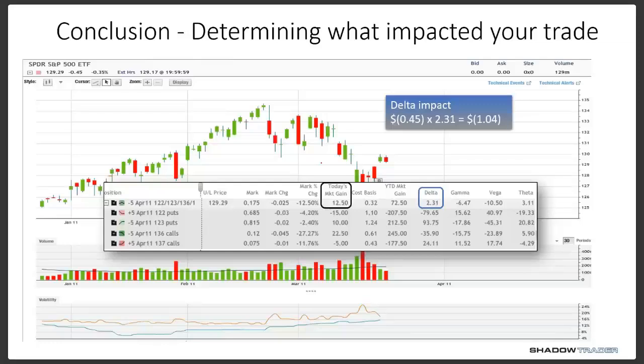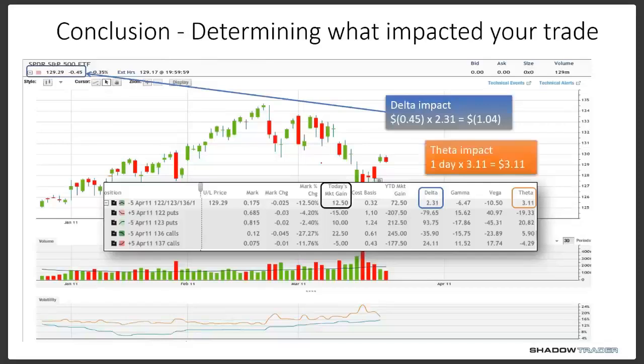All right, wait a minute. I've got $12.50 of profit. So something else comes into effect here. All right. So now I've got theta. If the equity stays flat, I make $3.11 for the day. Well, one day, I pick up $3.11.